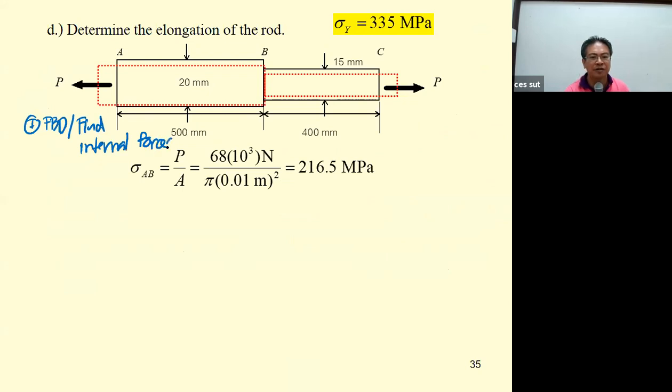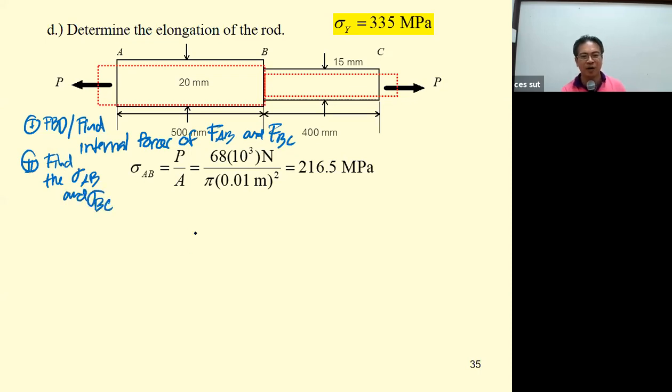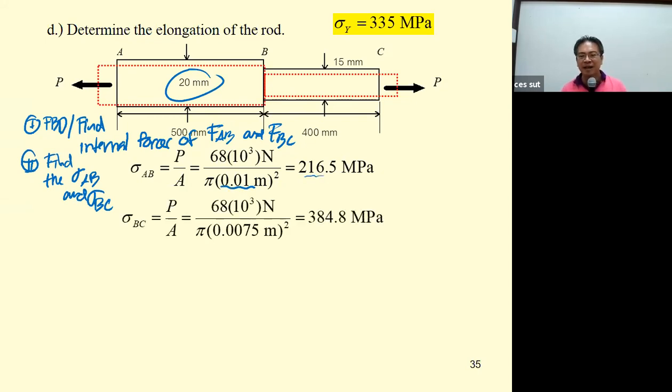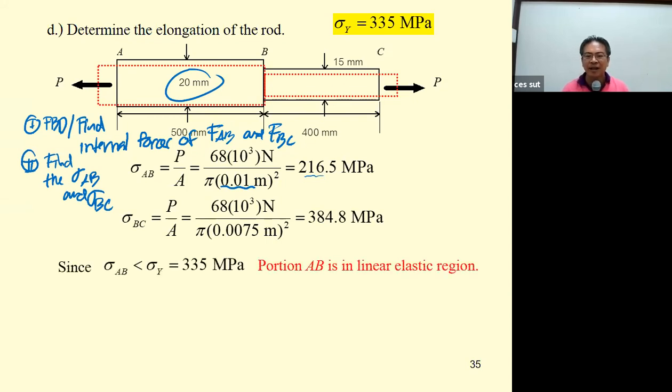the internal forces F sub AB and F sub BC, as I showed you before. And second, you find sigma sub AB and sigma sub BC. For sigma sub AB, just divide the force by the area, 20 millimeter, pi r squared. This is 216.5. For sigma sub BC it is 387, and you can see this one is less than sigma sub Y, as I said. That means it's in the linear elastic region.